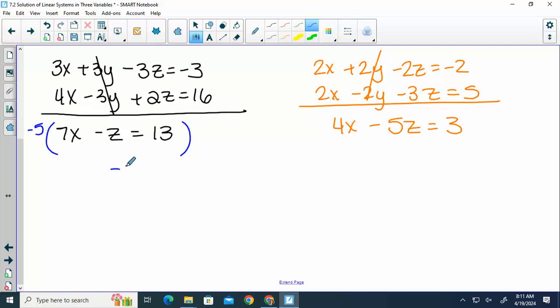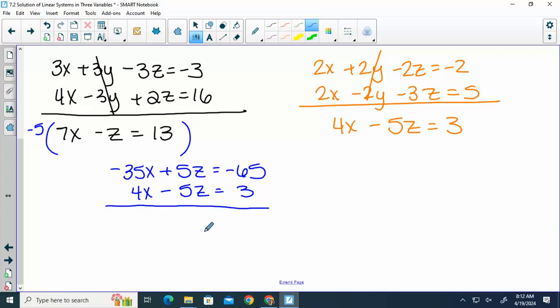So that gives me a negative 35x plus 5z equals a negative 65. This one we have 4x minus 5z equals 3. So then when I add them together, we have a negative 31x equals a negative 62. Divide, and x is 2.